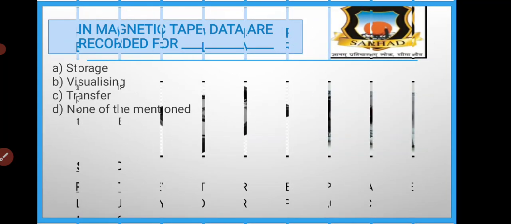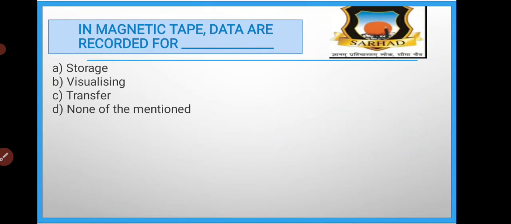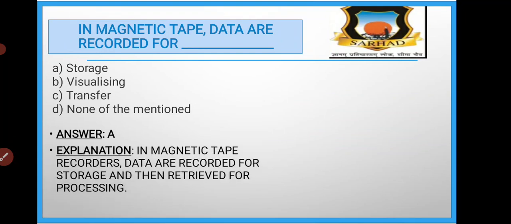Now question number 15, in magnetic tape data are recorded for: option A, storage, option B, visualizing, option C, transfer, and option D, none of the mentioned. So the correct option is option A, that is storage. So in magnetic tape recorders data are recorded for storage and then it is retrieved for the processing.